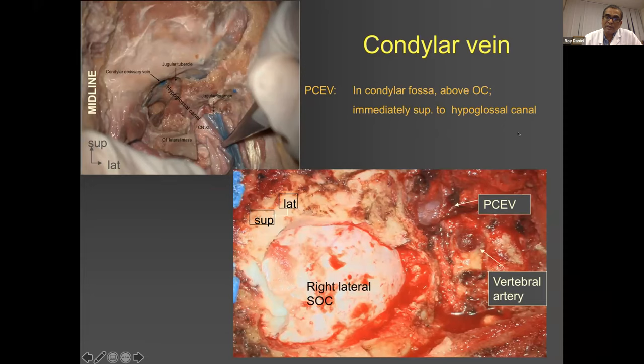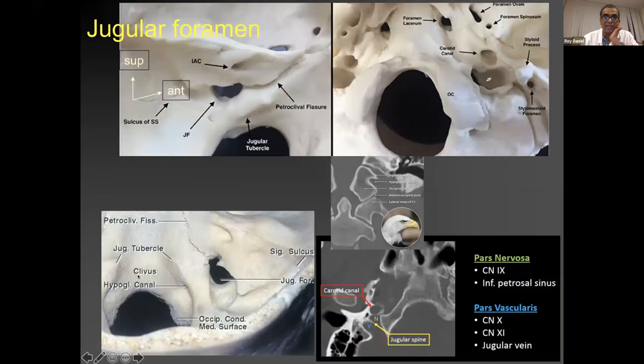So this is one of our patients. You find a very large posterior condylar vein. And here you can see this is superior here and that's lateral. So that's the vertebral artery and the venous plexus around. And you have an extremely large condylar vein, posteriorly placed, going to the sigmoid sinus.